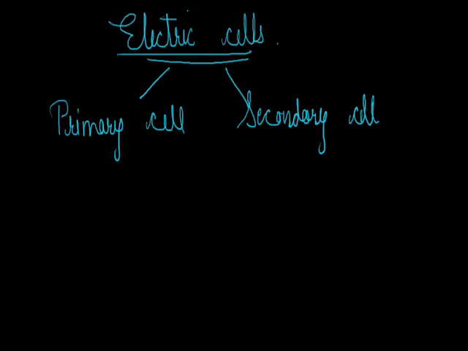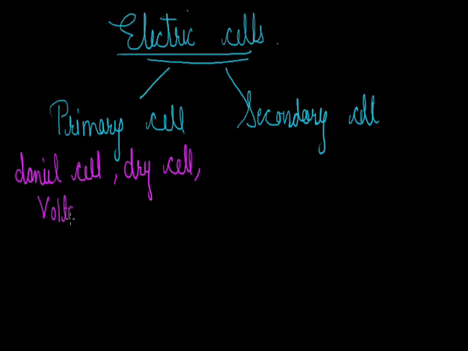Primary cells are those cells that cannot be recharged again. For example, Daniell cell, dry cell, voltaic cell. While secondary cells are those cells that can be recharged again, so they are reusable and rechargeable. For example, lead accumulator.